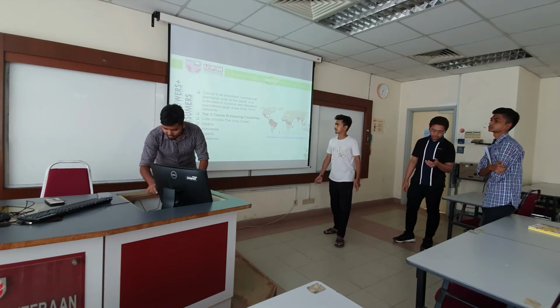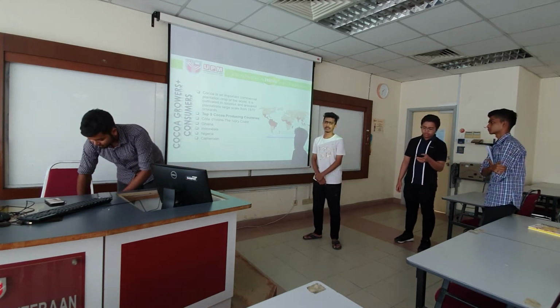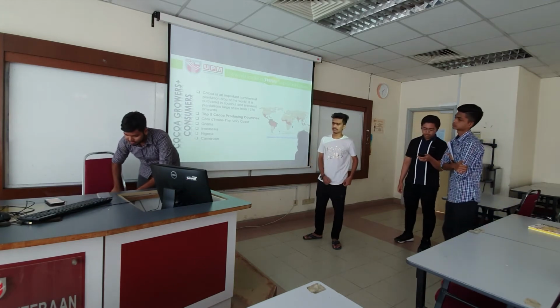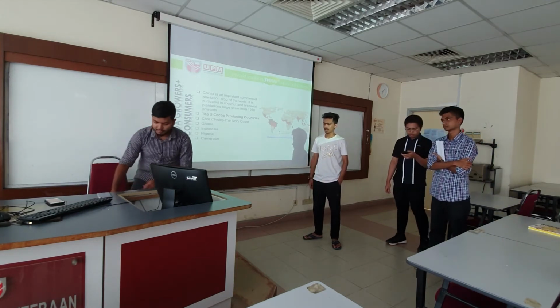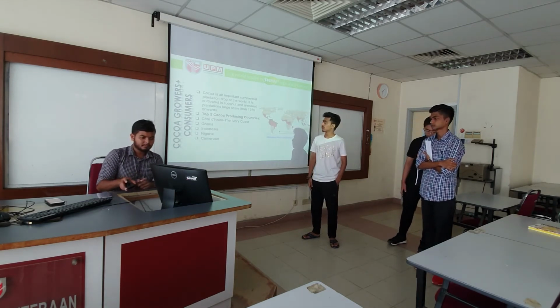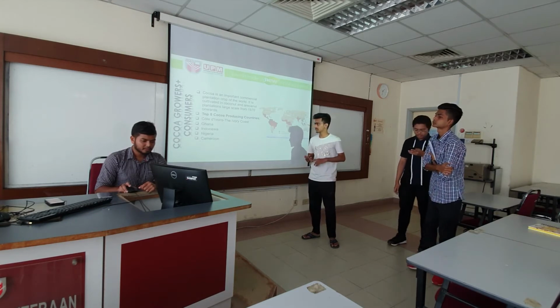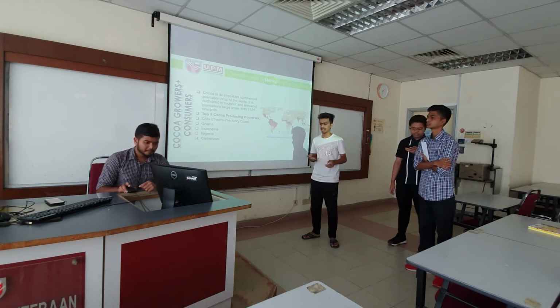Now I'm going to tell about cocoa growers and consumers. Cocoa is an important commercial plantation crop of the world. It has been cultivated on a large scale from 1970 onwards. As we see, the top 5 cocoa producing countries are Ivory Coast, Ghana, Indonesia, Nigeria, and Cameroon.